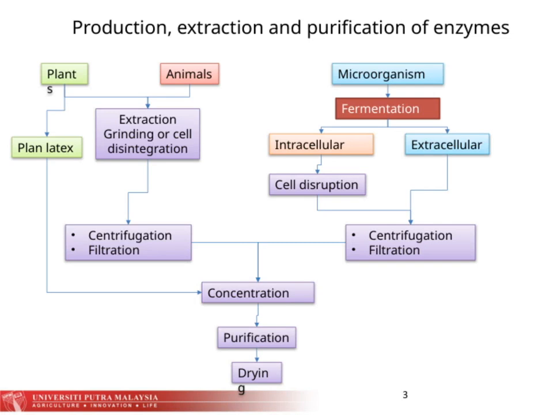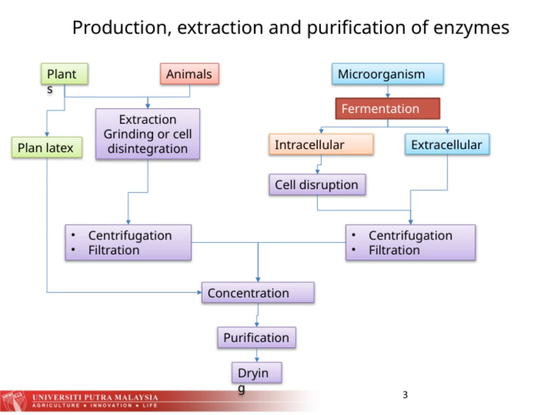Now, let's take a look at the typical workflow involved in the production, extraction, and purification of enzymes. First, after obtaining the biological source, whether it's microorganisms, animals, or plants, we start with the initial step, cell disruption. This can be achieved through various methods like grinding or other disintegration techniques to release the enzymes contained inside the cells. Once the cells are broken open, we move on to separation processes such as centrifugation and filtration.